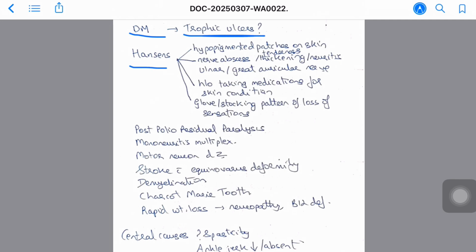Now, one of the characteristic causes is Hansen's disease. Whenever there is Hansen's disease causing foot drop, you find certain characteristic features in the history and in the examination. So first, there is a history of the patient taking medications for a skin condition, which directly hints to a dermatological condition, Hansen's. Right? There might be hypopigmented patches on the skin.